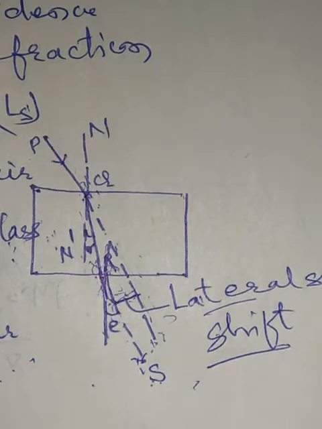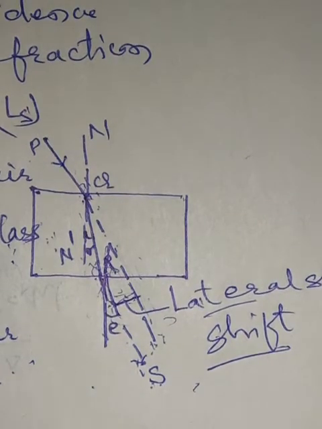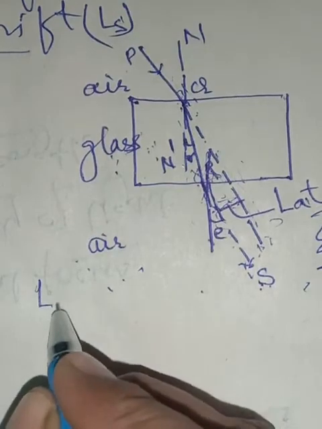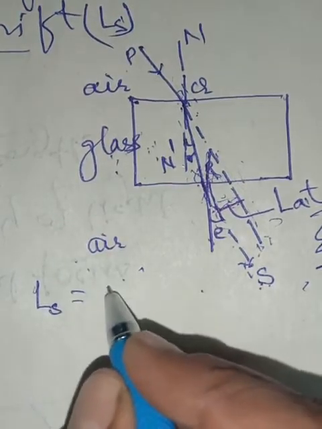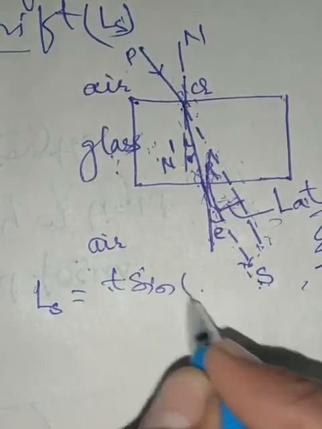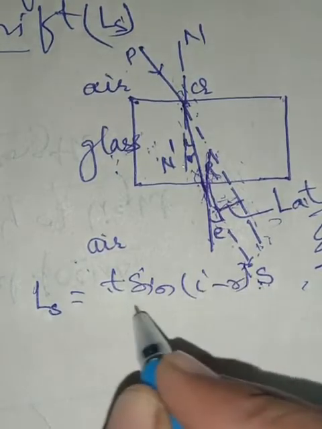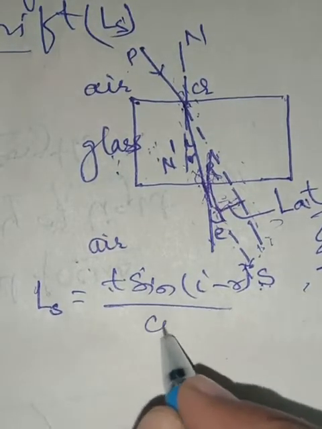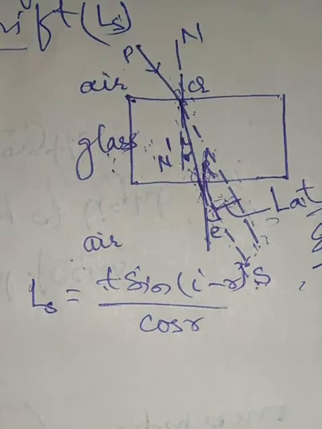So lateral shift is produced only because of the parallel sided glass slab. समझ में आ गया? तो lateral shift जो होगा ये किसके वजह से होगा? Parallel sided glass slab होगा, और it is given by the formula LS is equal to T sine of I minus R divided by cos of R. ये है formula lateral shift का.